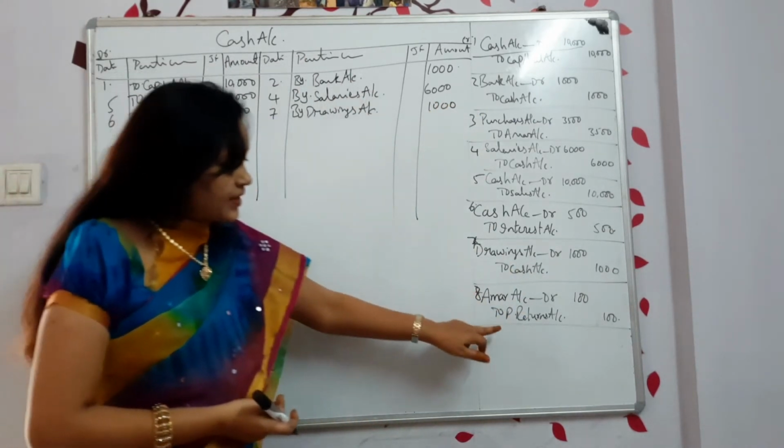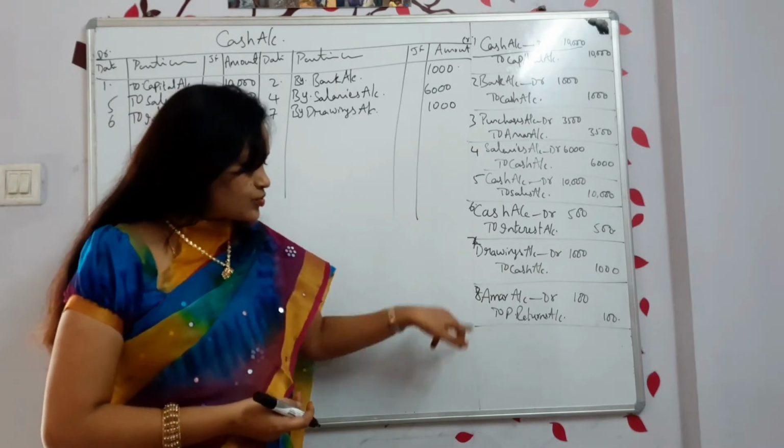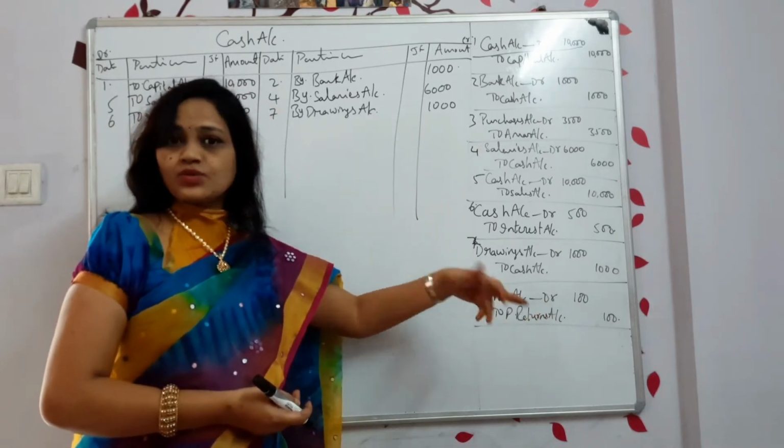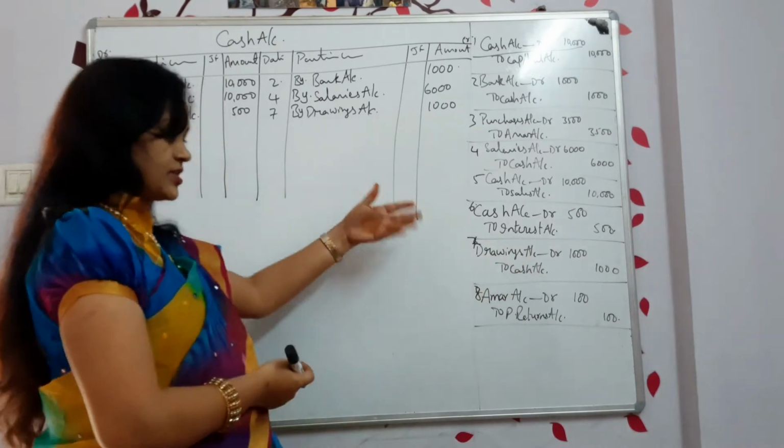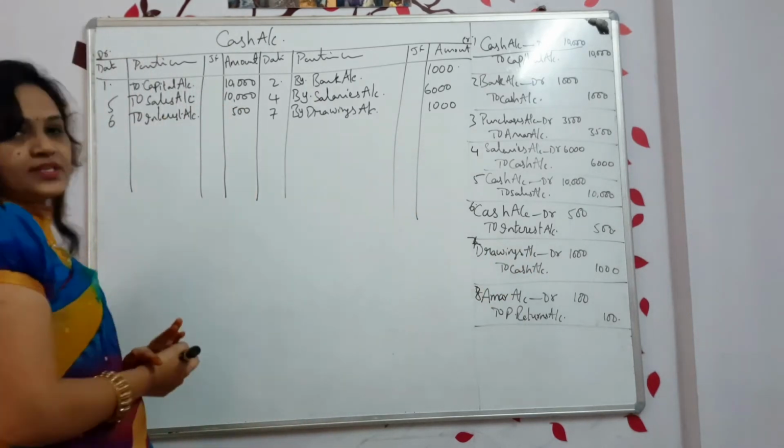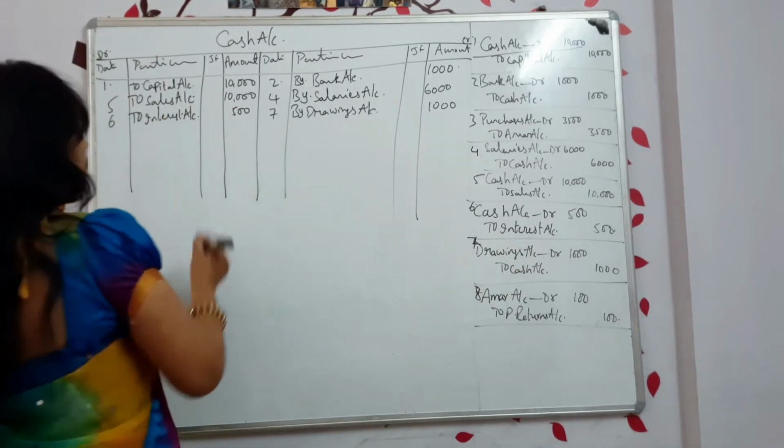Next, purchase returns account. Where will it come? There is no cash in this, so you need not take this transaction or this journal. So now these are the only things I have. Right?